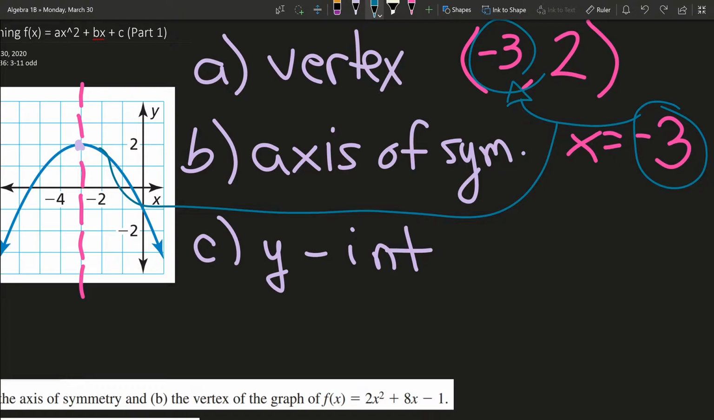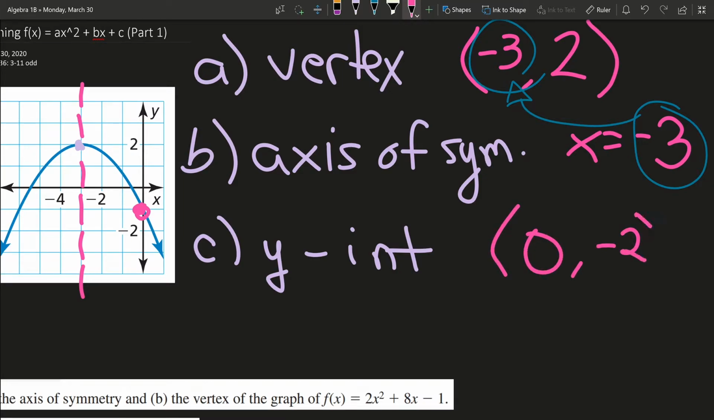Okay, so let's do the y-intercept now. Our y-intercept is right over here. That's where our parabola crosses the y-axis, and that point is 0, -2.